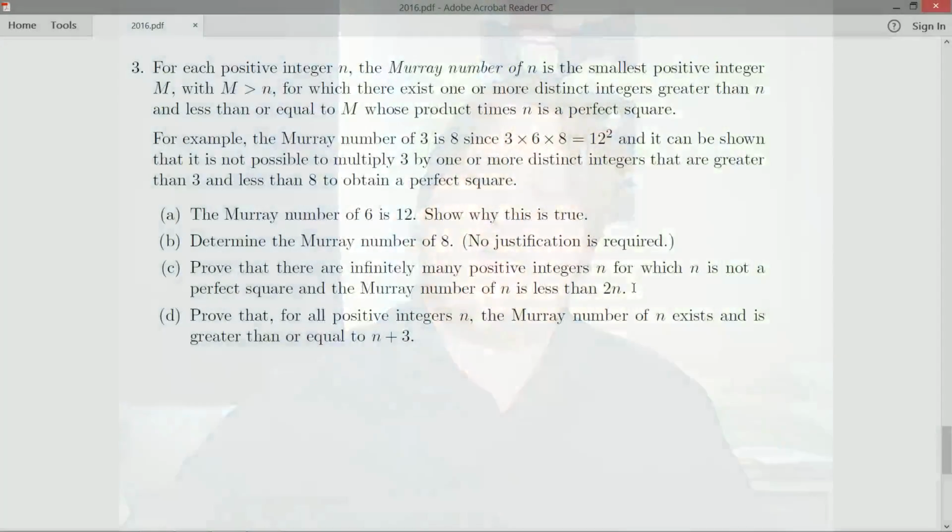We've got D part. Okay? So let's take a look at D. Prove that for all positive integers n, the Murray number of n exists. Okay, so I talked a little bit about that there in the end of my solution to C. The Murray number of n exists and is greater than or equal to n plus 3. Okay, greater than or equal to n plus 3.